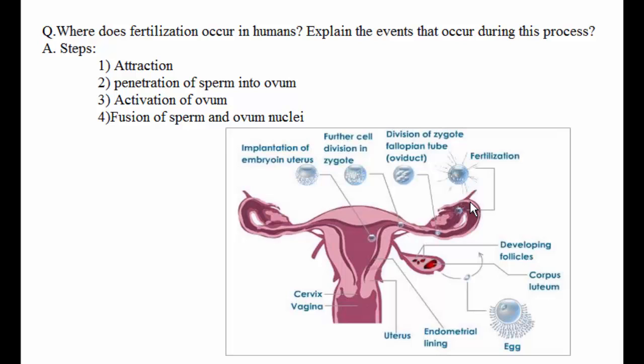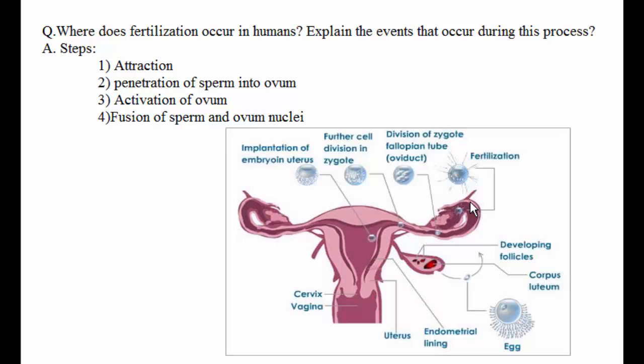Now the fourth step is fusion of sperm and ovum nuclei. The sperm entry stimulates the ovum to undergo the second meiotic division for removal of the last polar body. Usually the sperm head and middle piece enter the ovum through a definite path called the copulation path. The sperm nucleus acts as the male gamete and the egg nucleus as the female gamete. You can see here both gametes are formed, the male gamete and the female gamete.